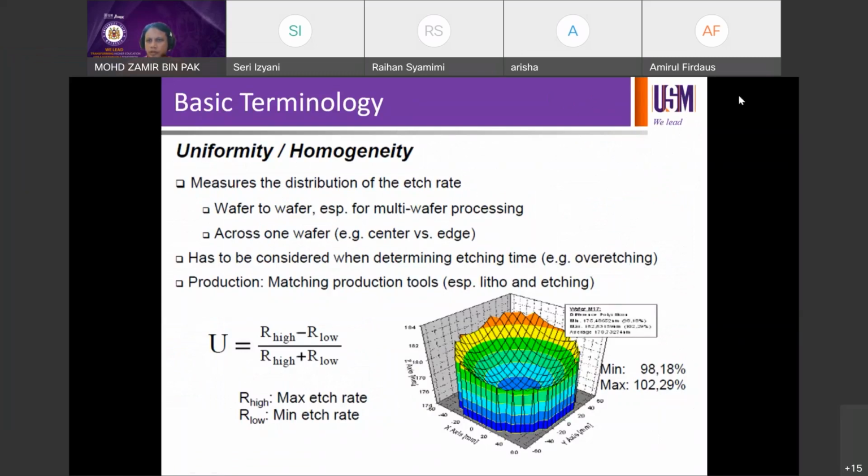Okay, can you see the slides on the screen? All right.